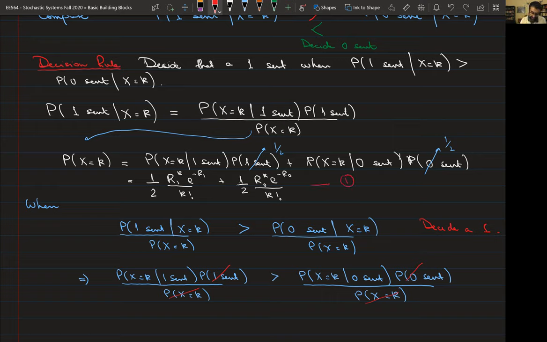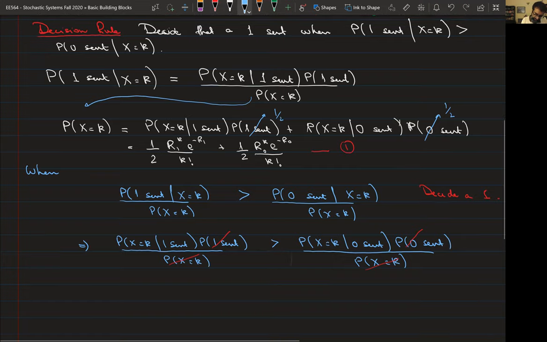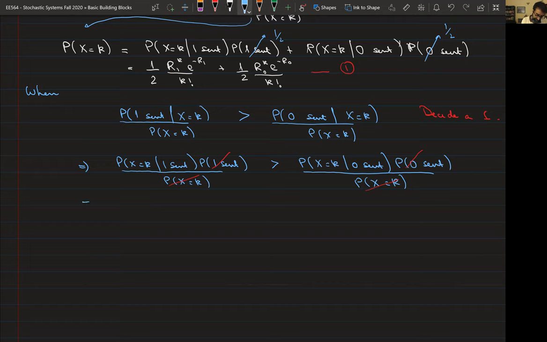Okay, so the condition that you have is just the following. Now this is probability x equals k given 1 cent. So for me to decide that a one was transmitted, all I need to do is determine whether this condition is satisfied or not. And if this condition is satisfied, I'm going to decide a one was sent. If it's not satisfied, I'm going to decide a zero was sent.